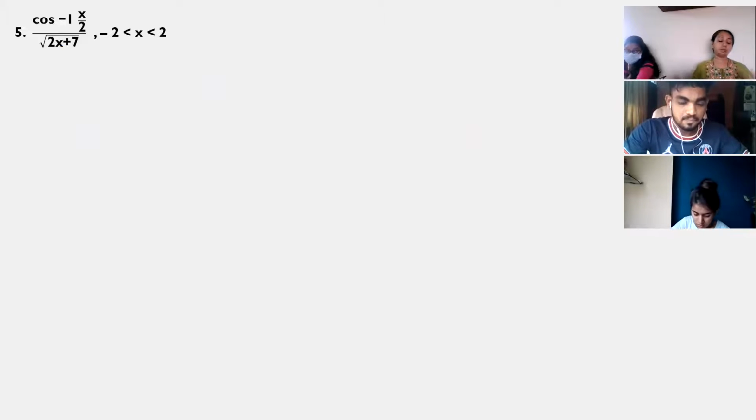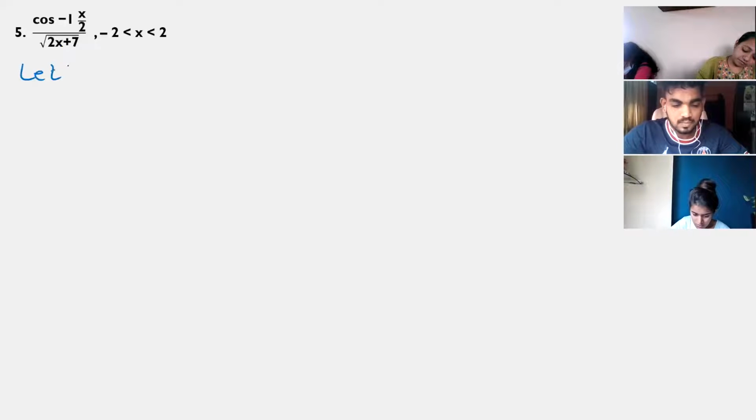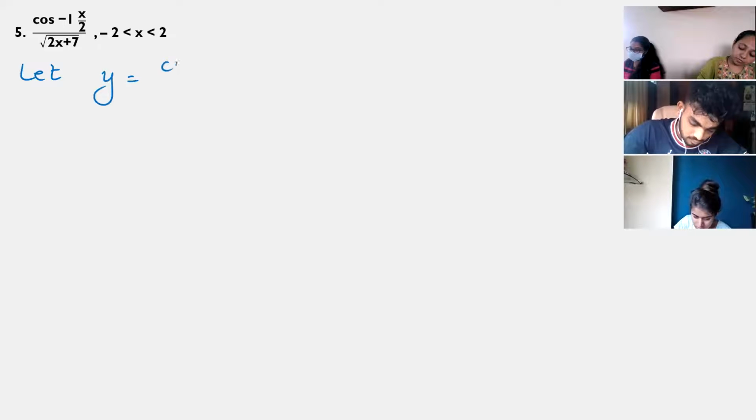Managed. Next is somewhat like this. Here you can see again the same way. First of all, let me do this part. Let y is equal to cos inverse of x by 2. It's not that the angle is x only, it is x by 2. That means the chain rule will be there.